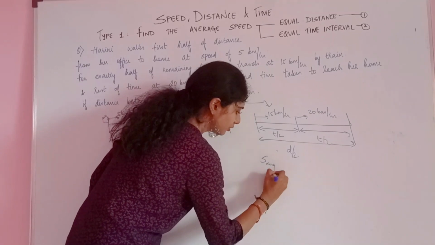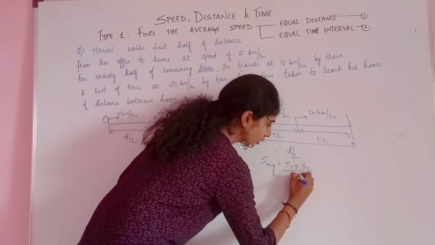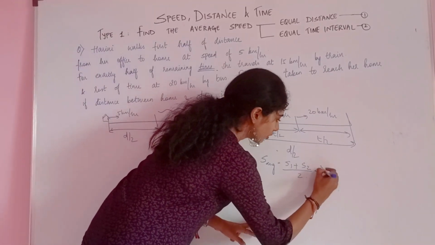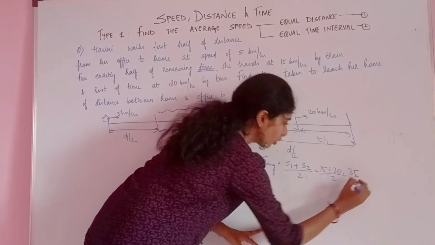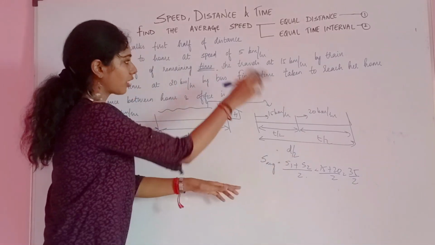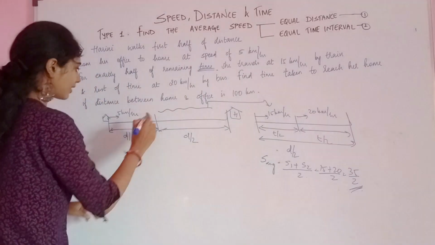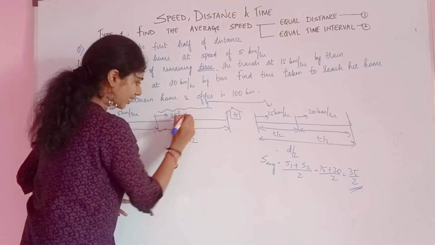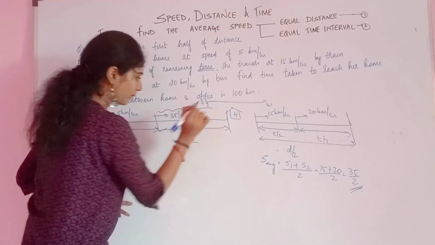Alright, so for equal time interval, what is the formula? S average is equal to S1 plus S2 by 2, right? So it is 15 plus 20 by 2. 35 by 2. So when you get something in fraction, keep it as a fraction because we have a lot more calculations to do. So 35 by 2. So right now that 35 by 2 is going to be present here, right? So the remaining half of the distance is covered at a speed of 35 by 2 km per hour.